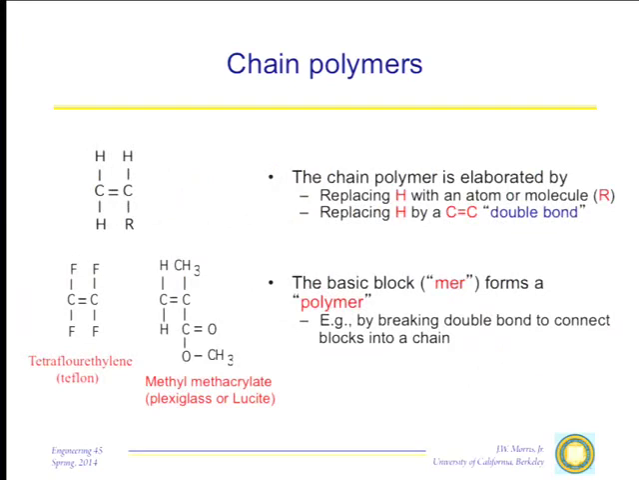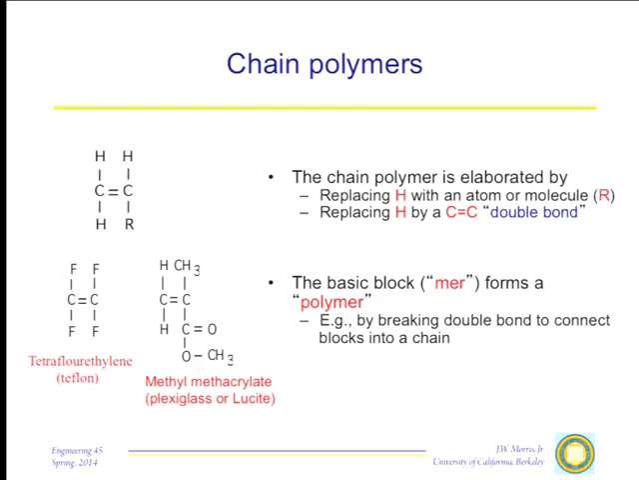The chain polymer can be elaborated in many different ways. For example, we can replace the hydrogens in the chain by making a double bond between the carbon atoms. So in this case, I have 2 carbons double bonded to one another. I can then replace one of the hydrogens by some other atom or some other group. This could be another atom like fluorine, or it could be an entire group of atoms, such as you see down here at the bottom, to elaborate this kind of chain.